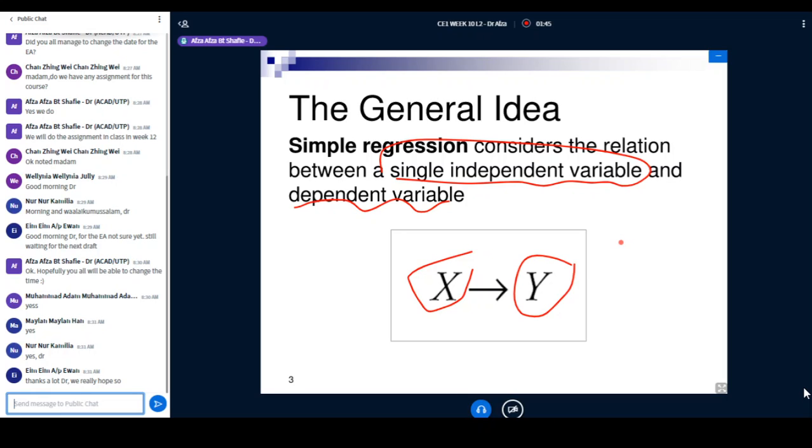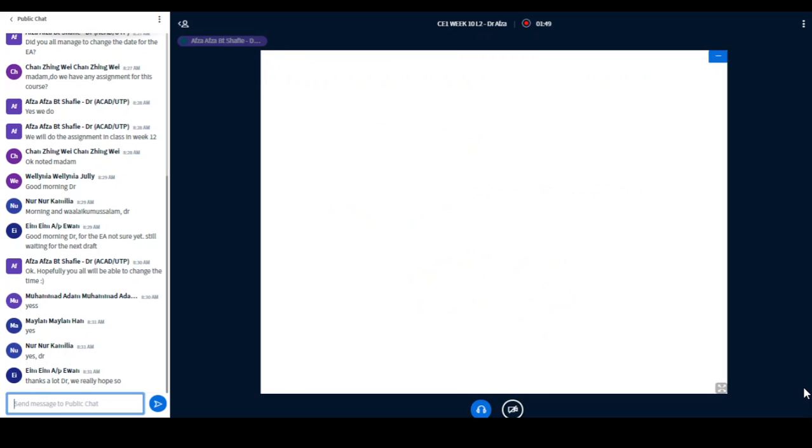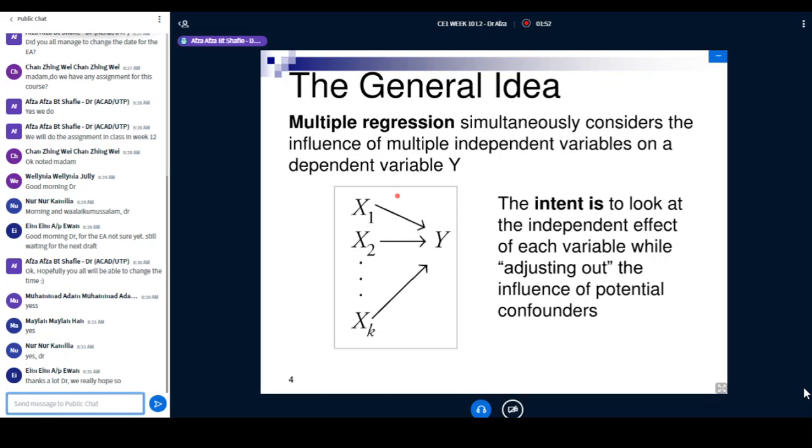Now in the multiple, we now have more than one x. That means we now have multiple independent variables, a lot of x relating to y. So the whole thing is we just want to see how these independent variables x1, x2, right up to xk, affect the value of y.